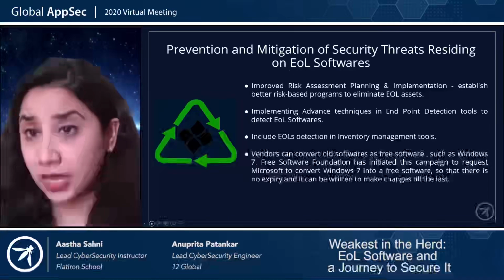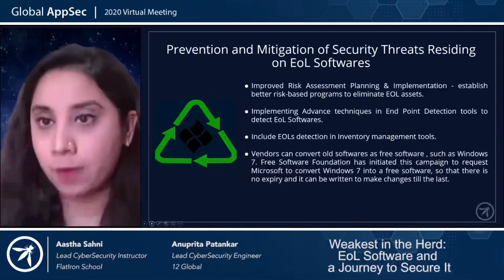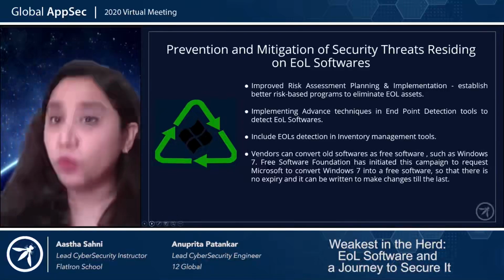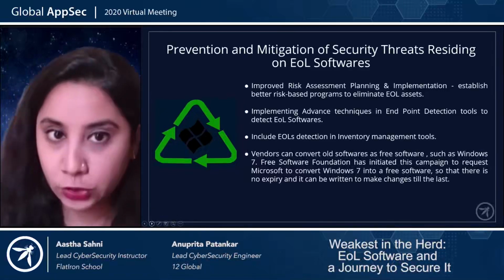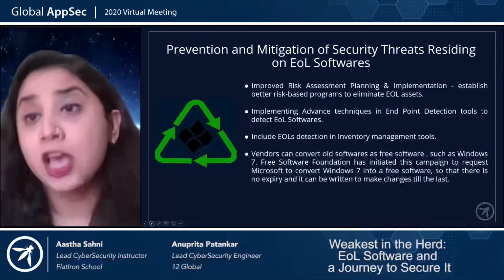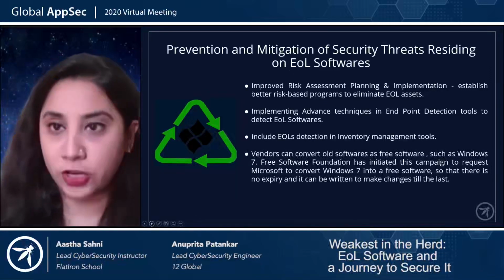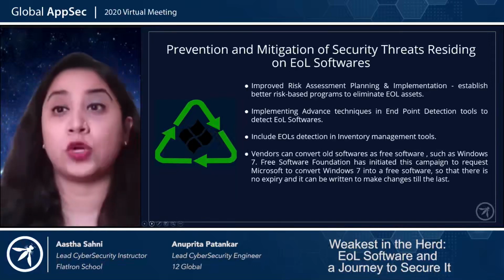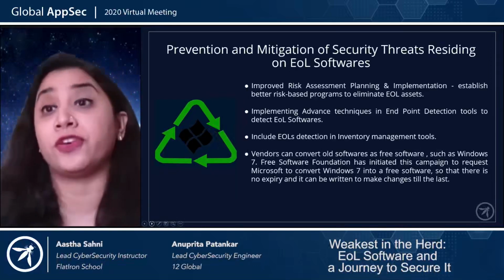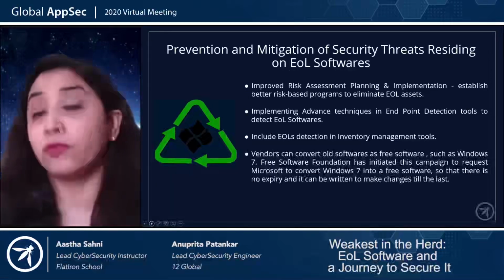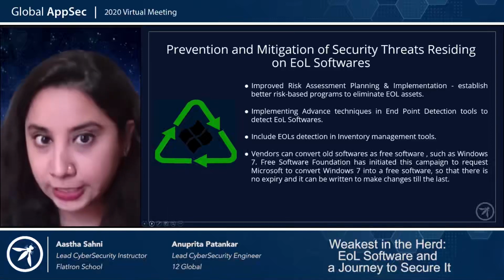So the very important thing is, in order to detect them on time, patch, upgrade, or remove them, the very first thing which we can do is improve our risk assessment plan. In our risk assessment plan and strategy, we can include detection of these EOL software so that we can calculate their risk rating for future possible threats and vulnerabilities.